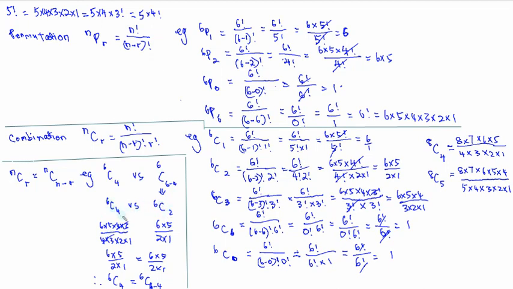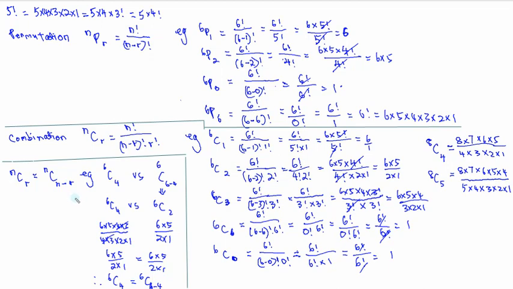Now, 6C4, as we learned, means 4 numbers: 6 times 5 times 4 times 3. At the bottom is 4 factorial in the denominator, so 4 times 3 times 2 times 1. Cancel the 4 and the 3. You get 6 times 5 over 2 times 1. Now, 6C2 is 2 numbers, so 6 times 5 and you stop, and then divide by 2 factorial, which is 2 times 1. You can see they are equal. So remember this formula also.